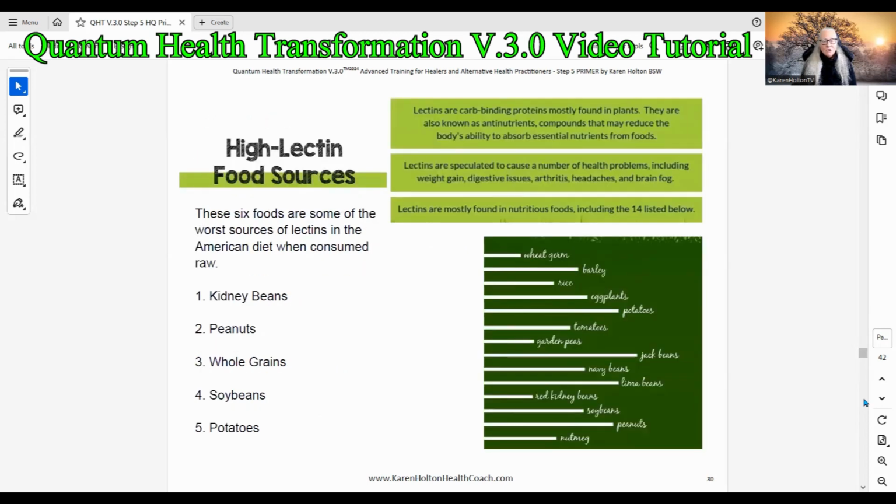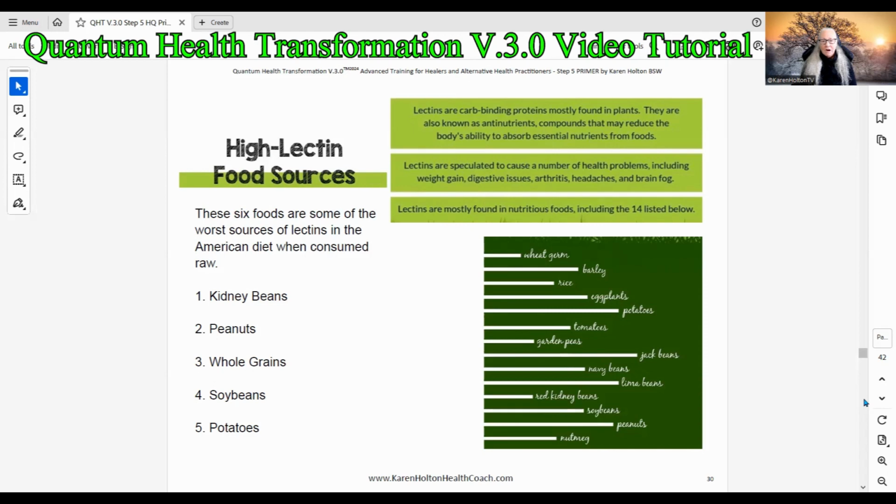High lectin food sources. Lectins are carb-binding proteins, mostly found in plants. They are also known as anti-nutrients, compounds that may reduce the body's ability to absorb essential nutrients from foods. Lectins are speculated to cause a number of health problems, including weight gain, digestive issues, arthritis, headaches, and brain fog.